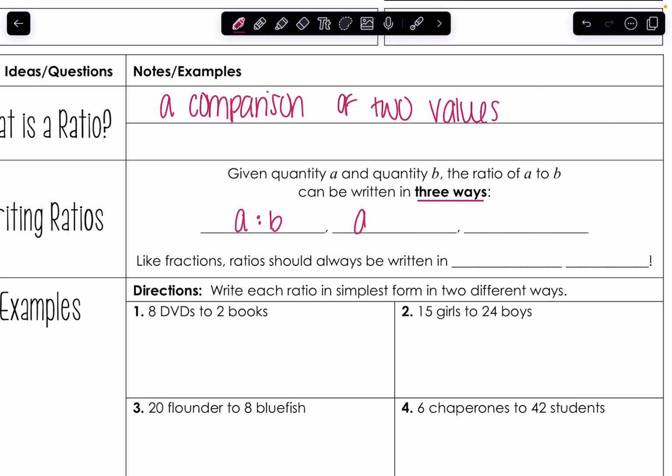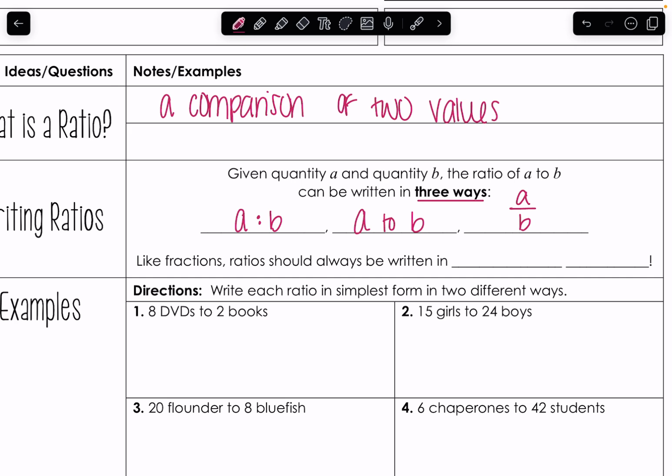You can even write the word. You can write A to B. That's fine. That would definitely be like a lower elementary way. How we're going to do it in this class is a fraction, A to B, A over B. It all means the same thing. So we have our colon or we have the fraction, but fractions can be kind of confusing because sometimes we have to figure out, does this mean division or is this a ratio?